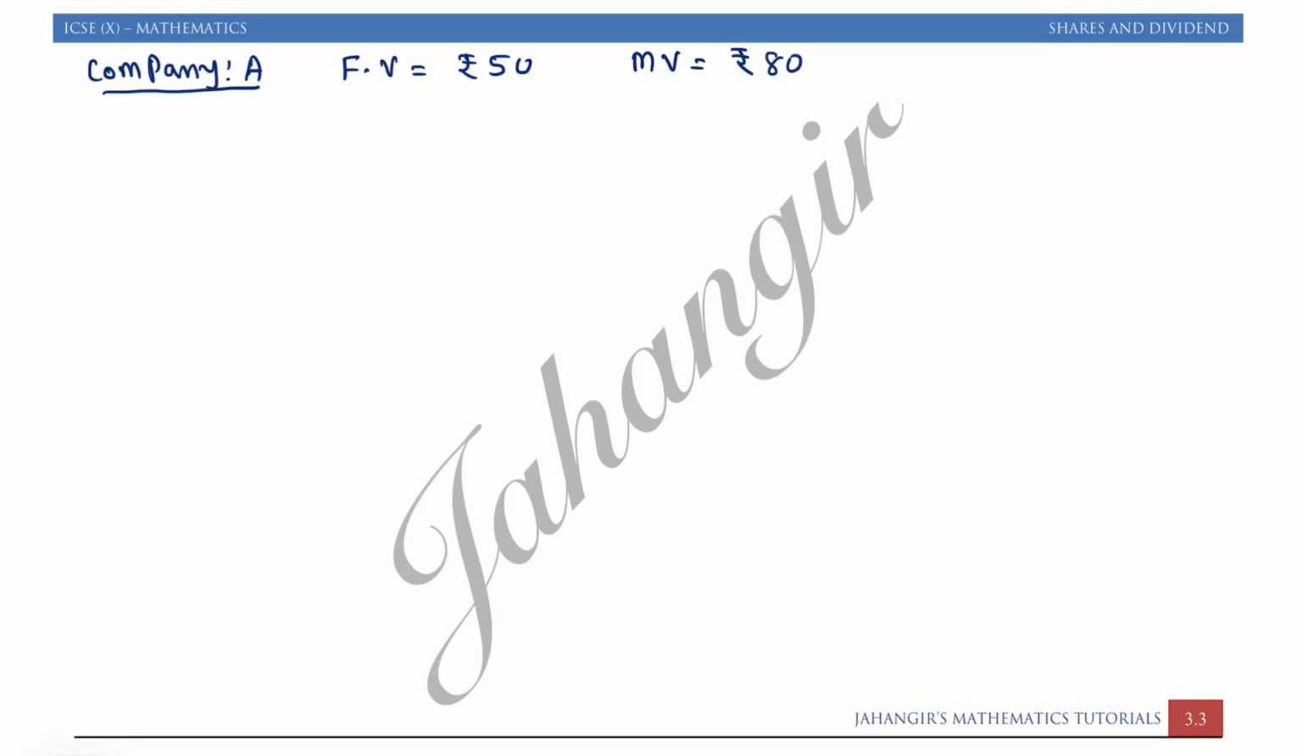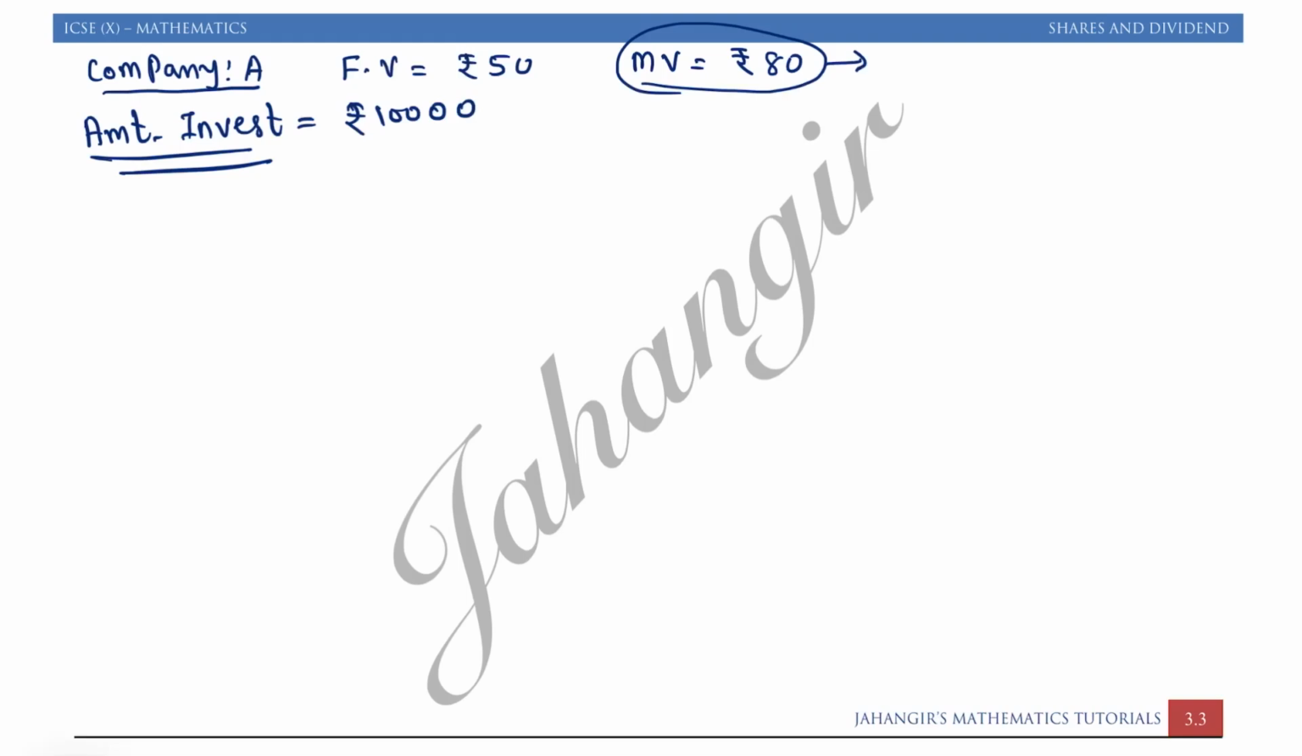Now if you have 10,000 rupees to invest in company A, so how many units can you buy? If one unit costs rupees 80, a share is a unit. So if one unit costs you rupees 80, then with 10,000, how many units can you buy?